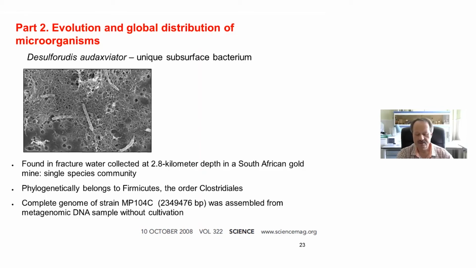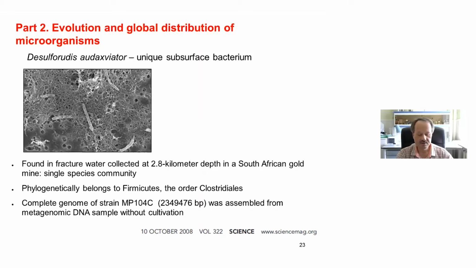One of the interesting findings in our deep subsurface aquifer was detection of a rare and unusual bacterium called Desulforudis audaxviator. Initially, it was found more than 10 years ago in fractured water collected at 3 kilometer depth in a South African gold mine. In this environment, only this bacterium was detected, nothing else. So it was a single species ecosystem.